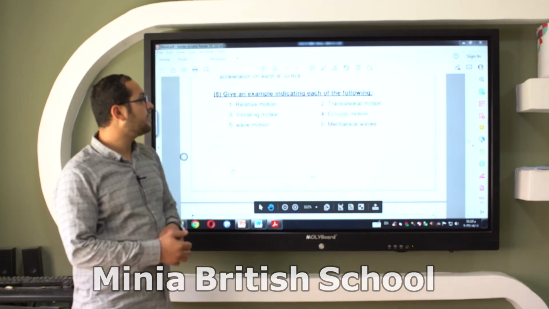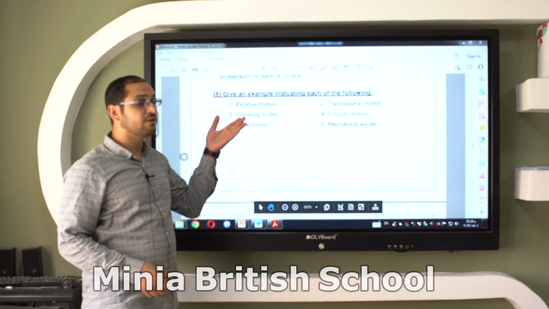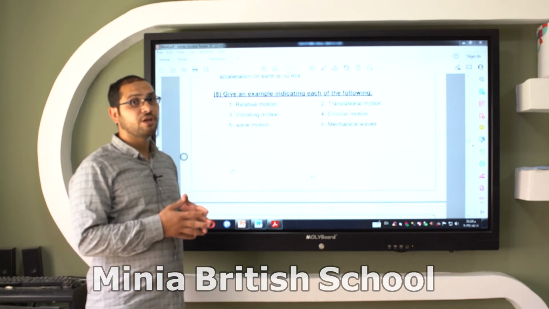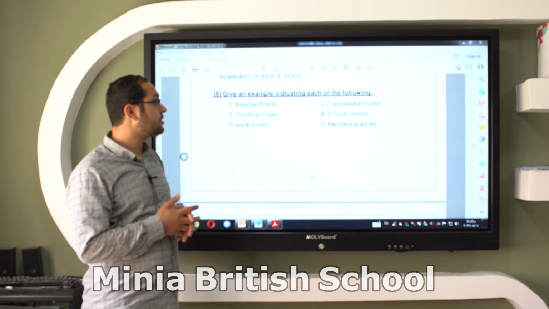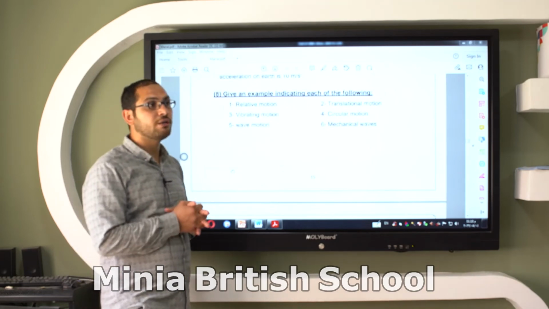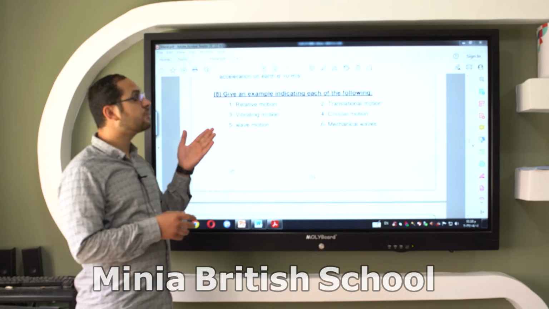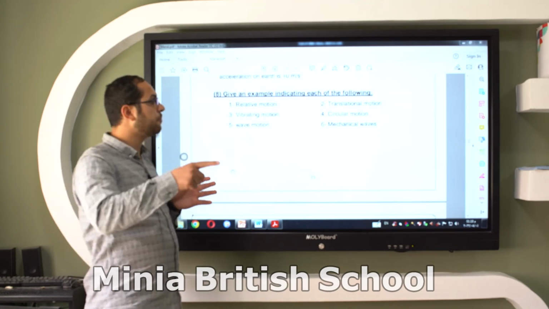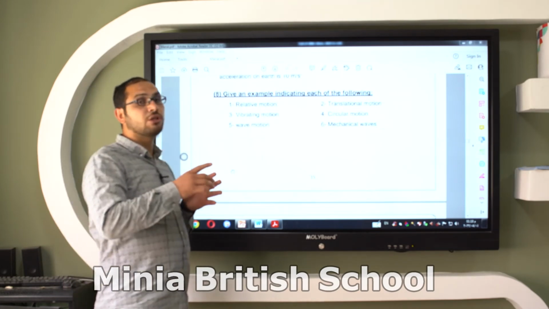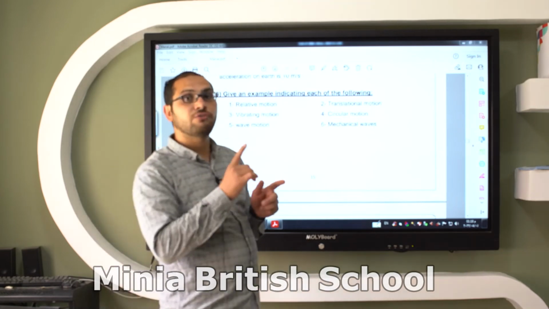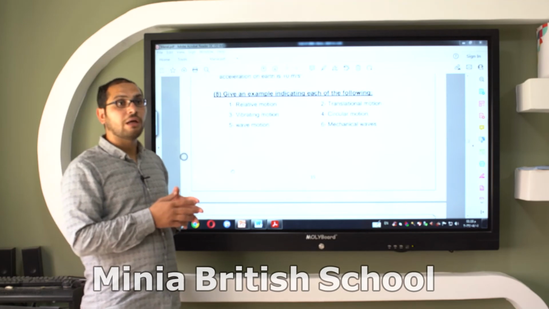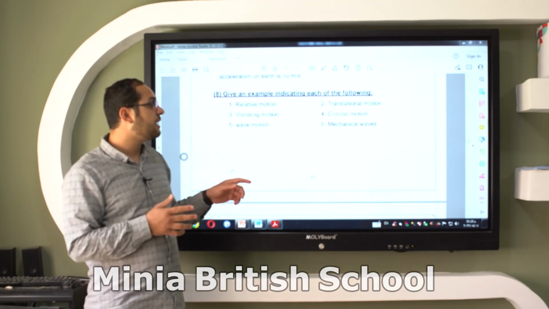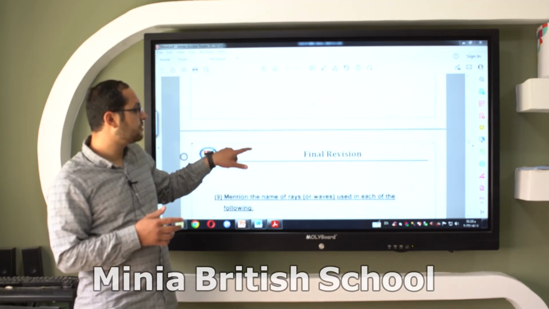Okay, give an example indicating each of the following. Relative motion: the moving car moves beside the other car. Transitional motion, like the motion of a train or a car. Vibrating motion, like the motion of a pendulum. Circular motion, like the rotation of the Earth around the sun. Wave motion, like the water waves. Mechanical waves, like the sound waves.